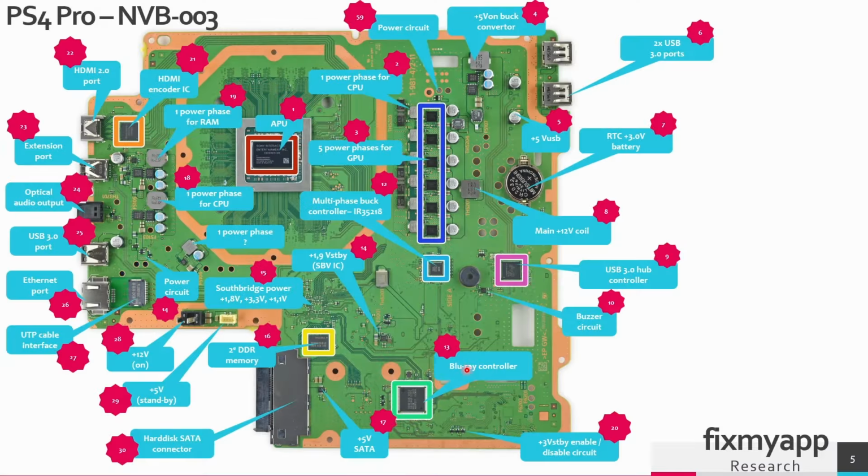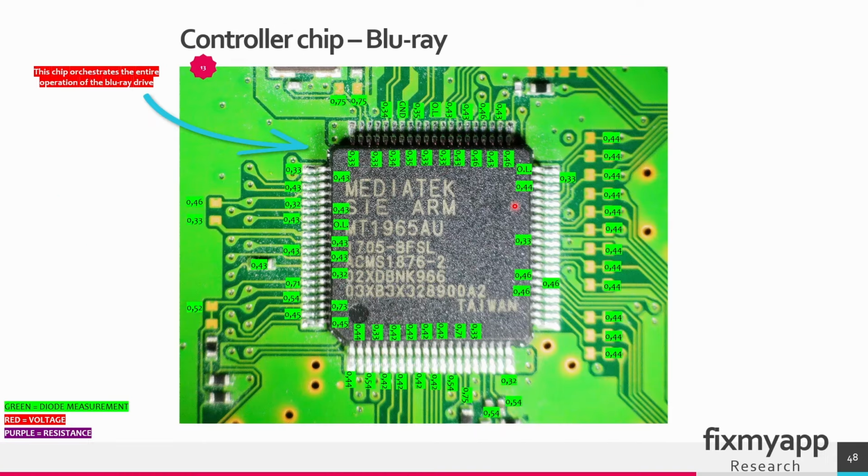This is the Blu-ray controller chip. This is located in region 13. So this chip can be a Renesas chip or a Mediatek chip. And both of those chips are used for controlling the entire operation of the Blu-ray drive. This chip is married to the board, so if this chip fails, you cannot use it anymore. So this controller chip will drive the entire operation of the Blu-ray drive.